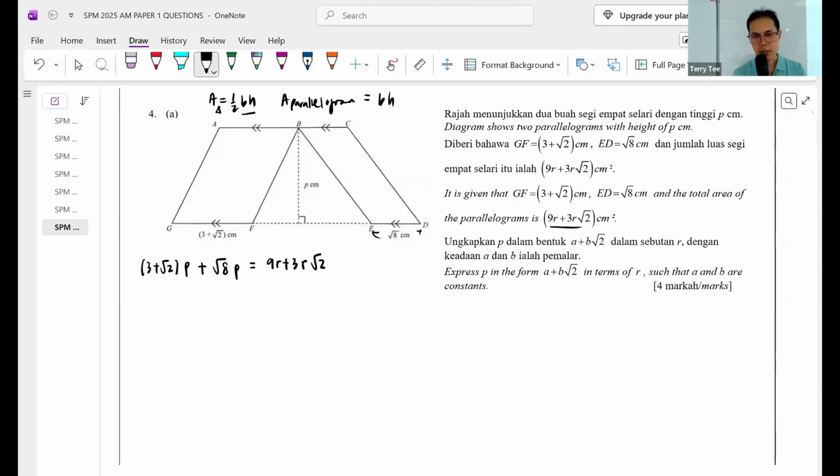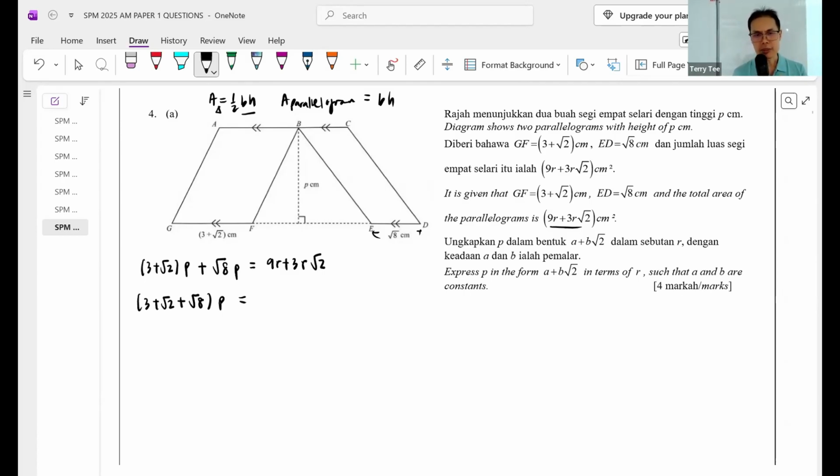Okay now, guys, what are we finding? We're finding for p. We're solving for p, right? So what I'll do is I will factorize the p. Take out the p. This is 3 plus √2 plus √8. Take out p. Now this one, I don't like to leave the r because r is not involved. I know I'll have to simplify further.